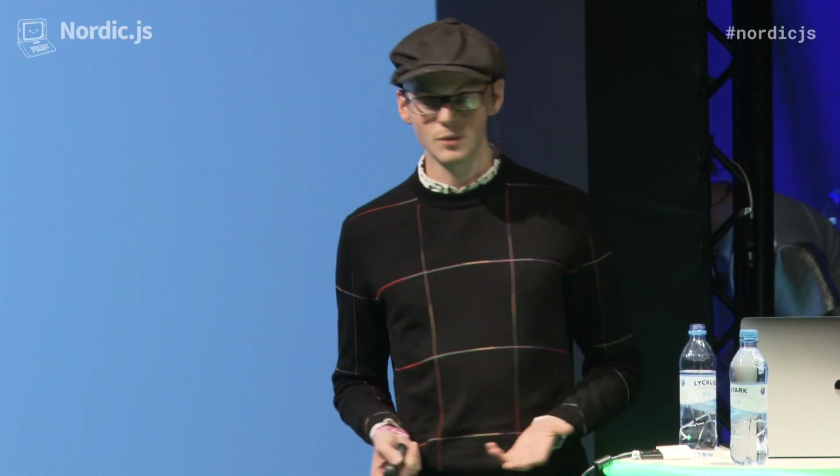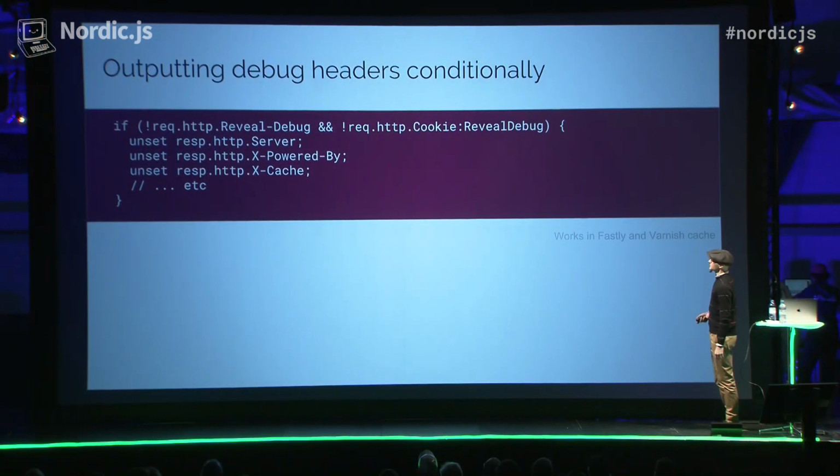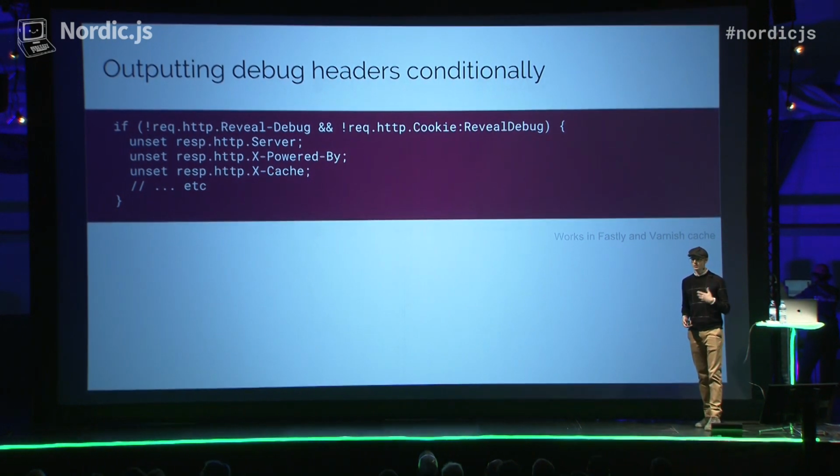So if you're using some kind of caching proxy in front of your web servers, like Varnish, for example, you could write some VCL to suppress these debug headers unless some specific condition is met, like some kind of debug inbound request header is present, or a cookie, or a query string parameter, or something like that.